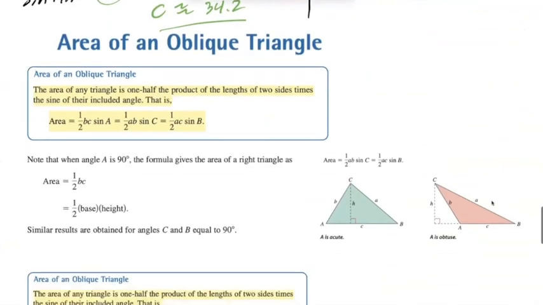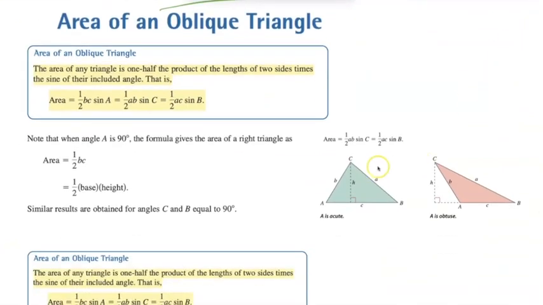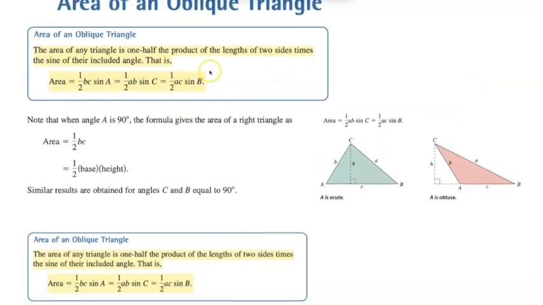Okay, let's talk about area of an oblique triangle. That's the area of a non-right triangle. Because the area of a right triangle we know. Area of a right triangle is 1/2 base times height. How do you do a non-right triangle? Well, we have this area formula. It's area equals 1/2 BC sine A, or all these other ones. 1/2 AB sine C is the one I'm probably most familiar with.